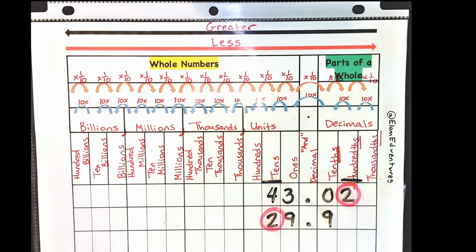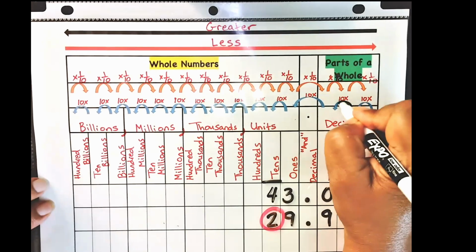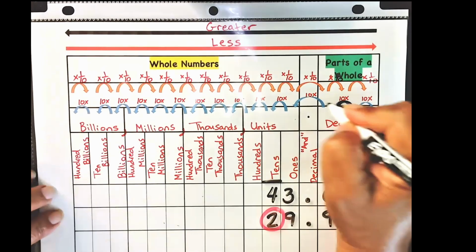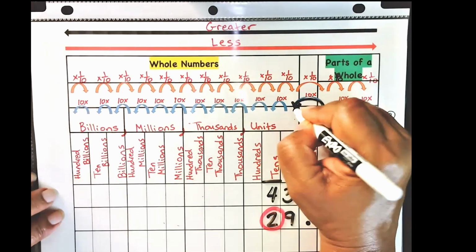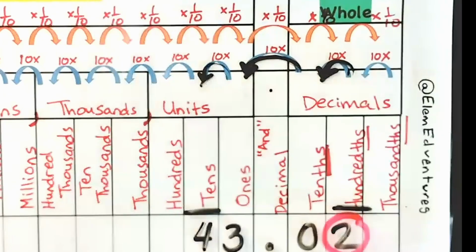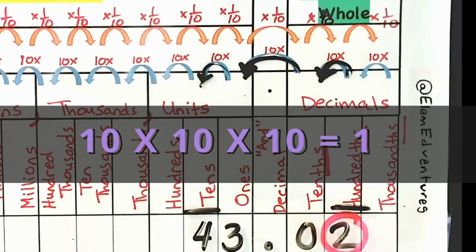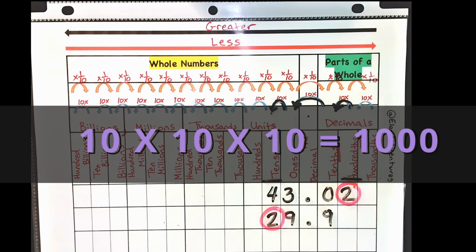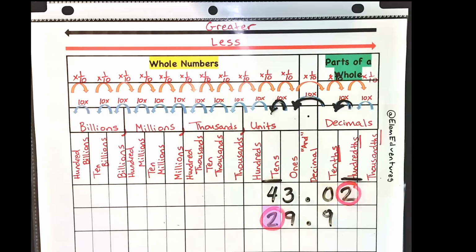Let's trace our blue arrows. I noticed that I had to trace 3 blue arrows to get from the 100ths to the tens, which means 10 times 10 times 10. 10 times 10 times 10 is equal to 1,000. So the 2 in 29 and 9/10ths is 1,000 times greater than the 2 in 43 and 200ths.